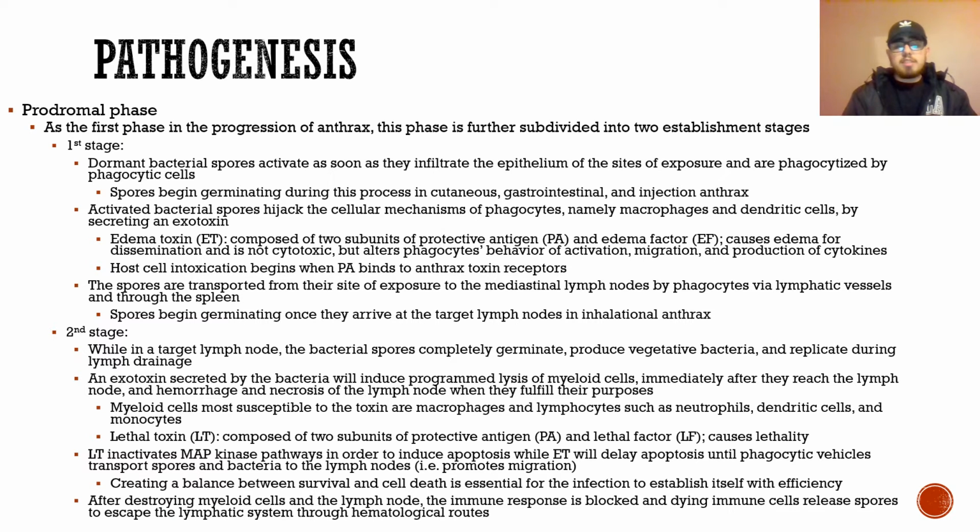After destroying myeloid cells or immune cells in the lymph node, the immune response is blocked. And it's blocked because all the white blood cells, the leukocytes that are supposed to fight it, are dying immediately once they reach the lymph node. They're not getting a chance to go to the site of infection. They're not getting the chance to transmit signals and complete all their processes. And the dying immune cells will actually release the spores and bacteria to escape the lymphatic system through hematological routes, or basically the bloodstream.